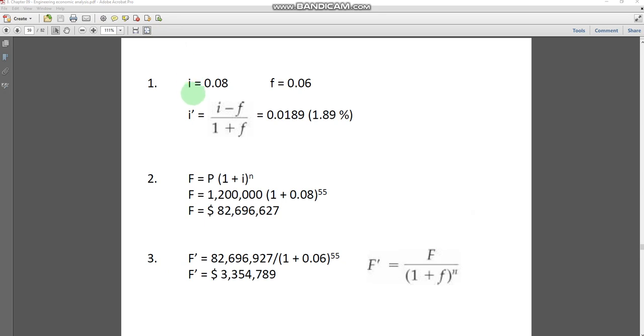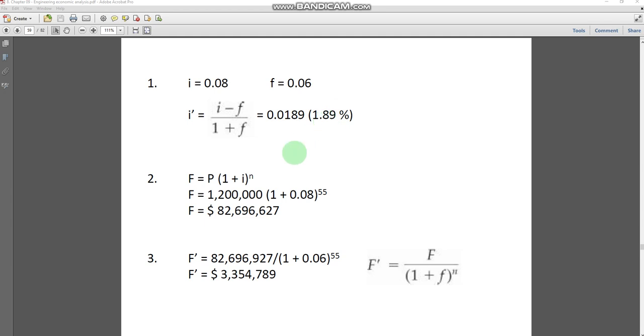Now the formula for the effective interest rate that we have seen earlier, I dash, is equal to I, which is interest minus inflation, divided by 1 plus F. So you can calculate this one. The effective interest rate would be equal to almost 1.89%. Okay, the actual interest rate was 8%, but when you include the inflation, we see that the effective interest rate will just fall maybe 6 points.